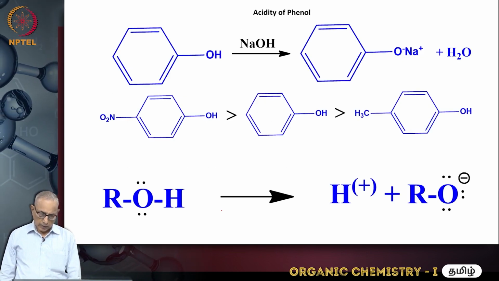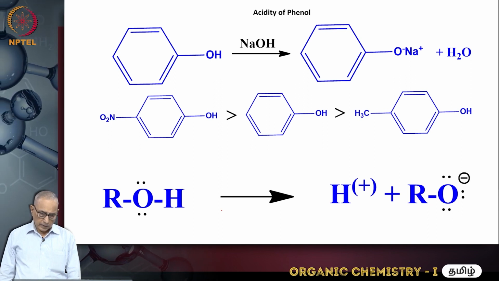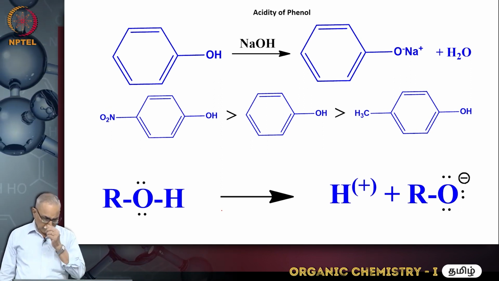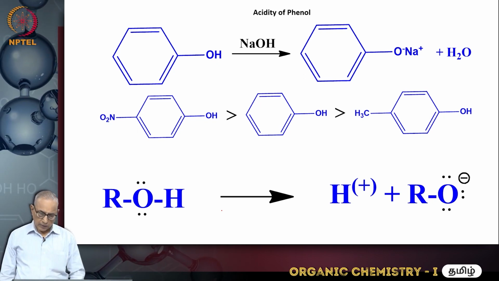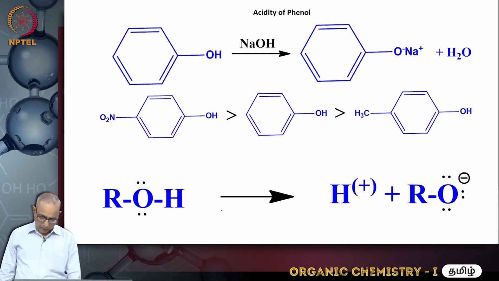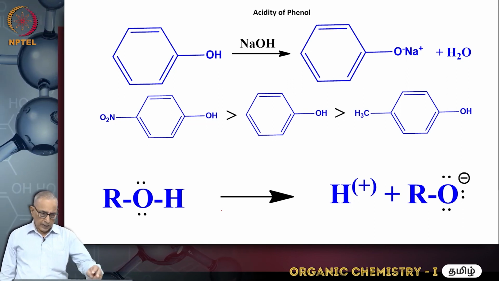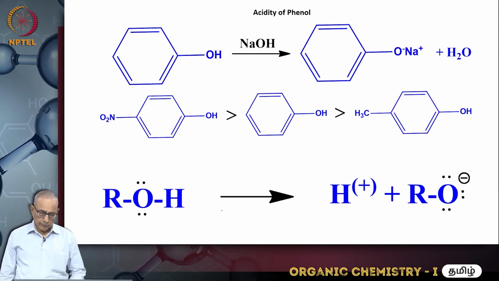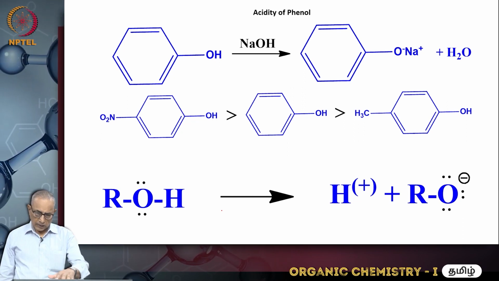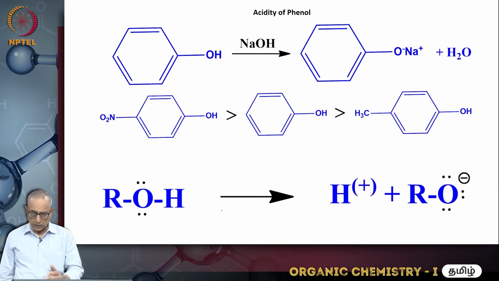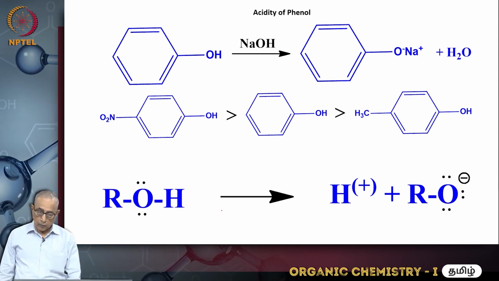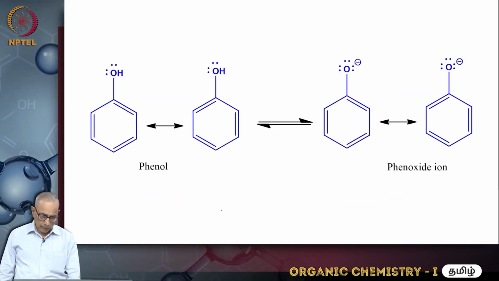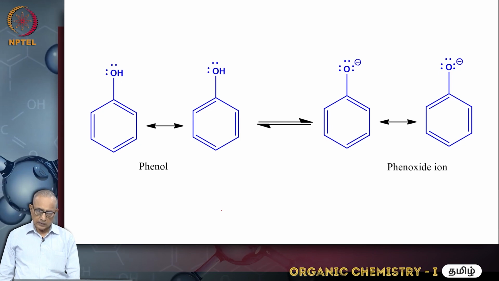This is how it's shown here, and the acidity range is paranitrophenol is stronger than phenol, which is stronger than paracresol. This is because the paranitro group withdraws electrons, making the hydrogen ionize easily. Here there is no such withdrawal; instead there is electron donation, the methyl group donates electron, the OH bond is stronger, so ionization is difficult. This is the phenol and this is the phenoxide ion.